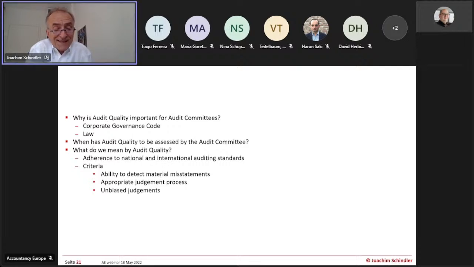The fact that all of this is not visible from the outside makes the assessment of audit quality so difficult. And the audit committee is relatively far away from the audit process, which happens between the auditors and the audited company. All of these considerations have to be taken into account when determining indicators for audit quality.